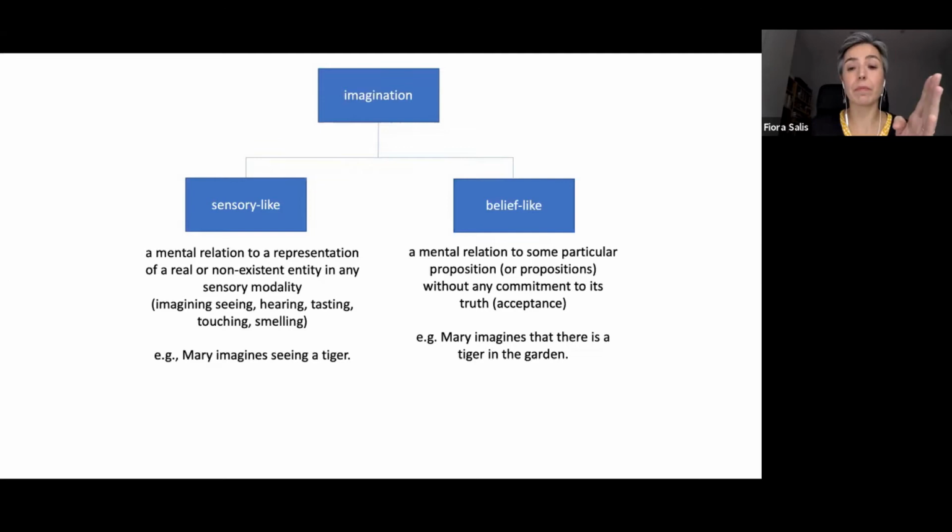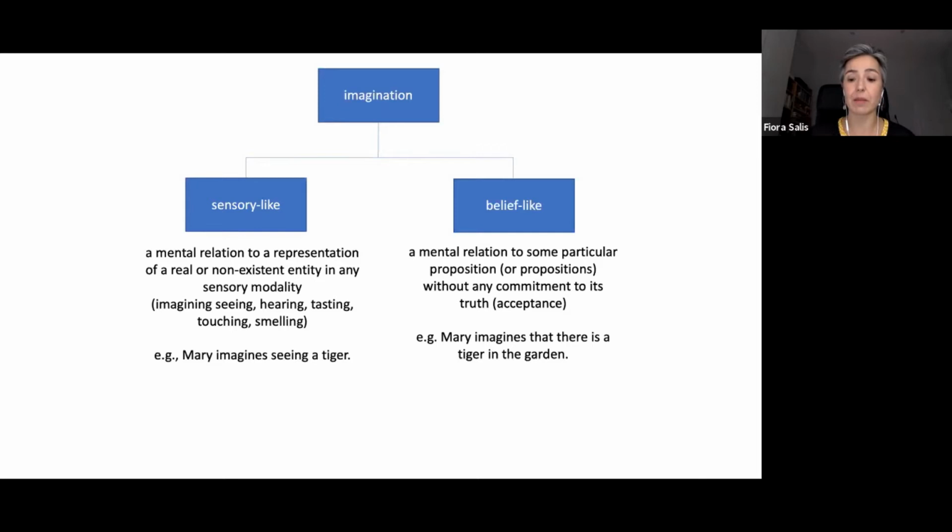On the other hand, you have what I here call belief-like imagination. And this is described in a sort of minimalist way as a mental relation to some particular proposition or to some particular propositions without any commitment to the truth of these propositions. And in this sense, this minimalist notion of imagination is akin to a notion of acceptance, perhaps of the kind that Stalnaker uses in some of his writings and in his book, Inquiry. So Mary imagines that there is a tiger in the garden. This is the minimalist notion for belief-like imagination.